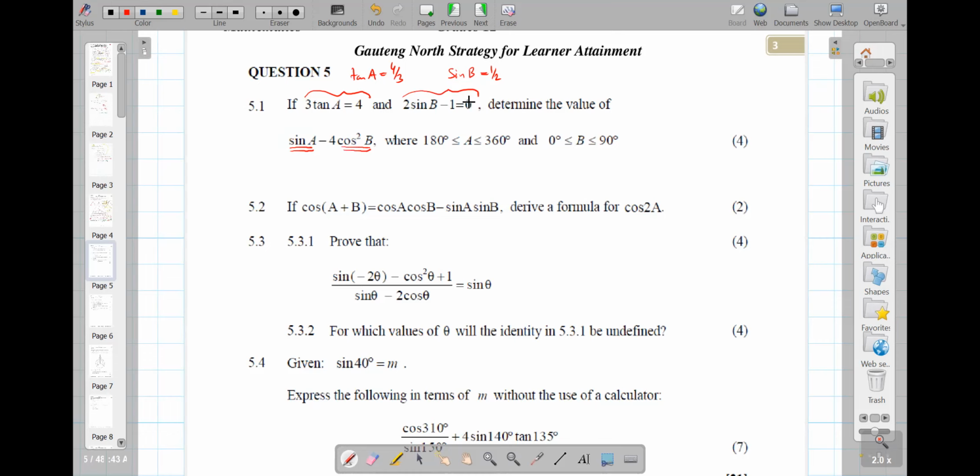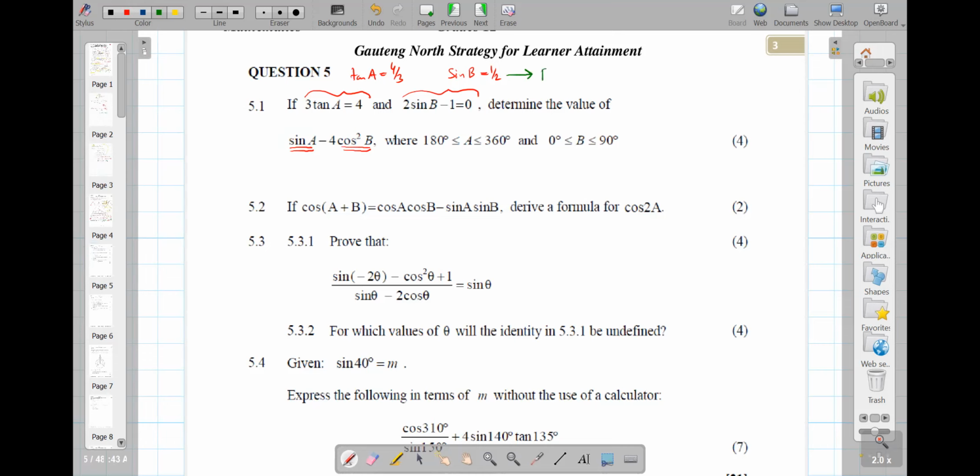Now, that is a special angle. That wouldn't be a problem. I can just get it. But for A, 4/3 is not a special angle. So I should be using a calculator, since it doesn't say no calculator. Why not? So actually, let me use a calculator in the first one then as well.